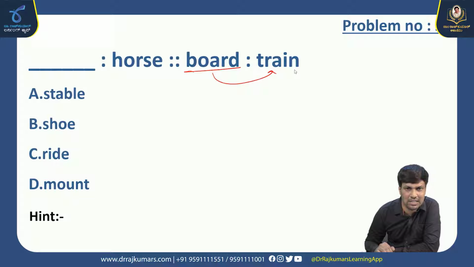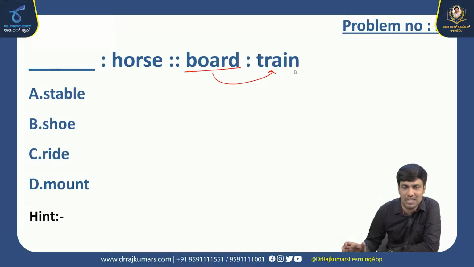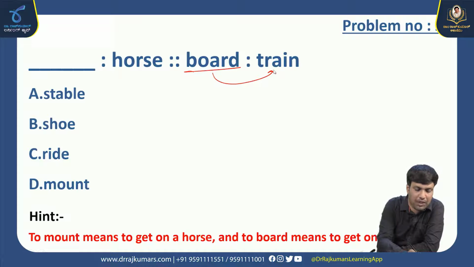Stable is not the right answer because a stable is the place where horses are sheltered, whereas the shoe and ride are fixing elements of the rider. Mounting means the process of getting on a horse. In the second set we have the process of getting into a train. The right hint is: to mount means to get on a horse and to board means to get on a train. What we have analyzed is right. The right answer is option D.